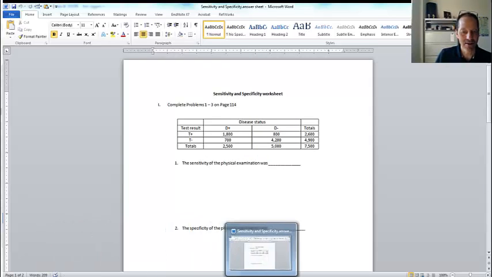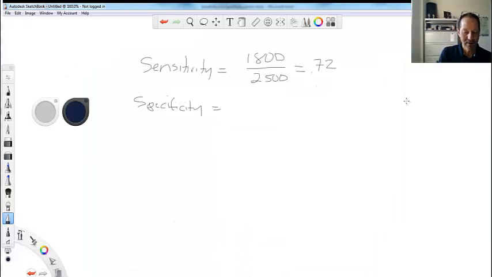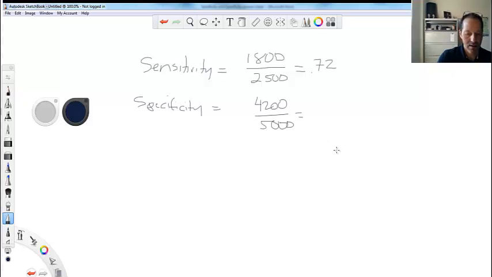So 4,200 divided by 5,000, and that equals, so let's go back here, 4,200 divided by 5,000, we get 84%. Okay, so we have two important measures here that we can use later.